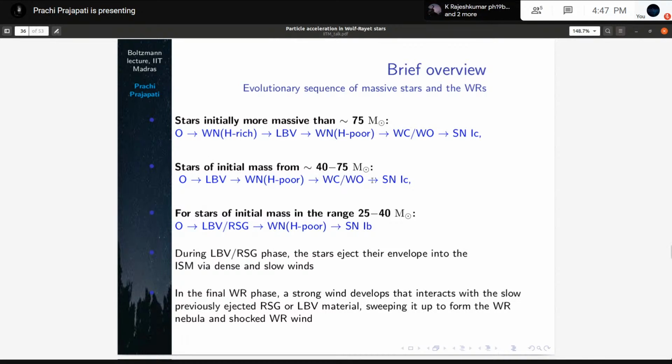If the initial mass is between 40 and 75 solar masses, they go through WN, WC and WO, but there is also the LBV, the luminous blue variable phase. I won't go much into the technical details of that, but these are from the models people have predicted. If you have lower mass, like 25 to 40 solar masses, it goes only to WN. It doesn't encounter the WC or WO phase in its life.